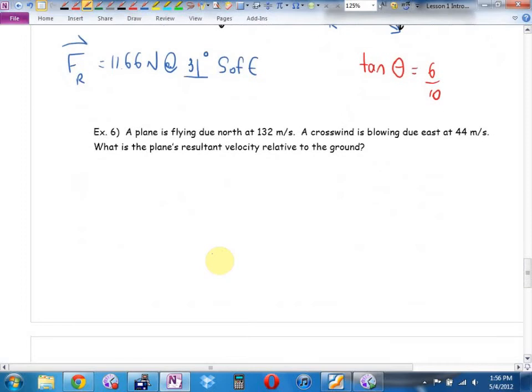Example 6. A plane is flying due north at 132 meters per second. A crosswind is blowing due east at 44 meters per second. What's the plane's velocity relative to the ground? What would the tower on the radar see the plane traveling at? The plane feels like it's pointing due north, but unbeknownst to it, it's also getting pushed sideways in a side wind. Well, here's our argument.